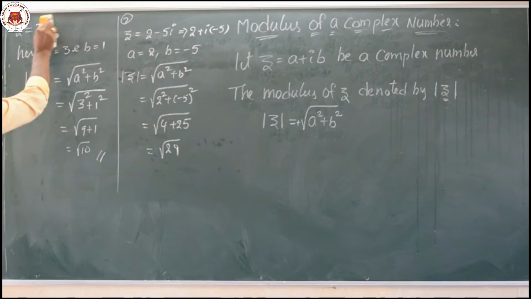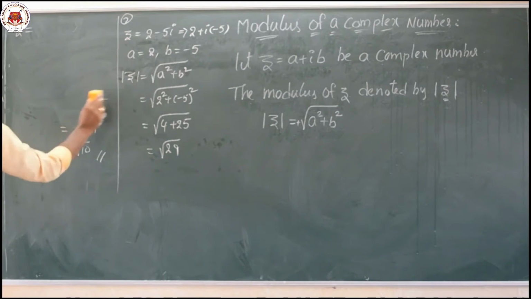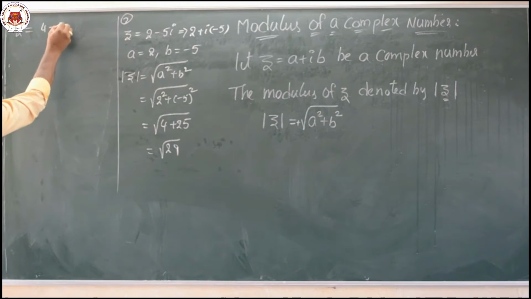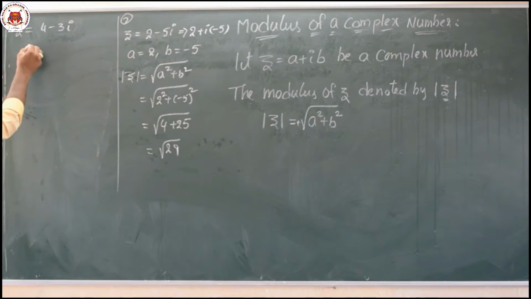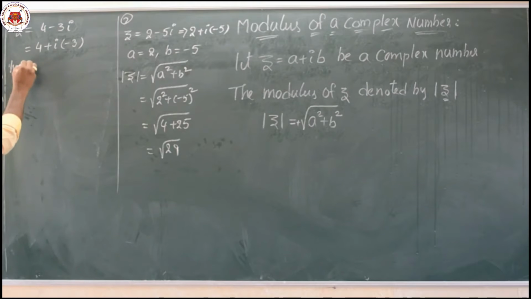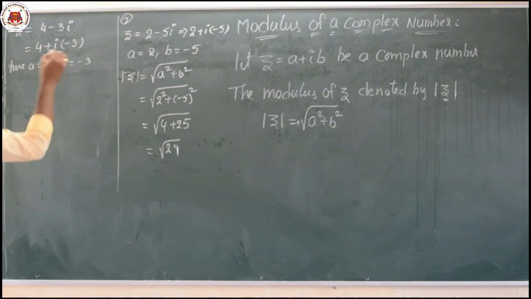Now I am going to take the third problem on this. The third one is 4 minus 3i. First of all we have to convert it into the form of 4, this is the A, plus i compulsorily into minus 3 we will write. Plus into minus, minus i into 3, 3i. So here we will write what A is. A equal to 4 and B equal to minus 3.